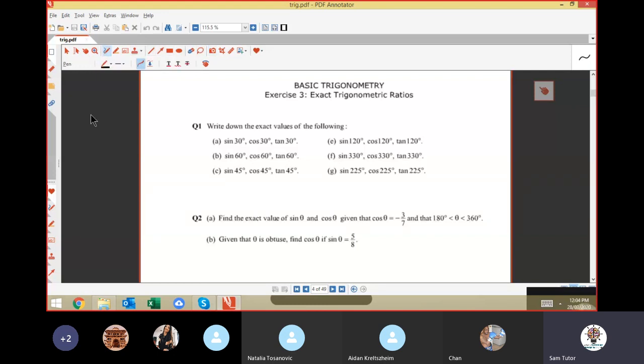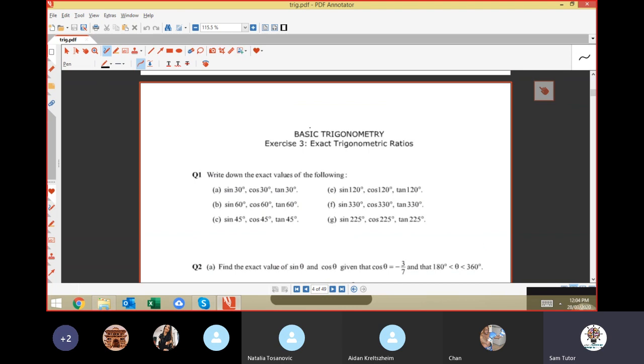Okay, so the first thing we're going to learn are these exact trig ratios. Now you would have learned this last year using a triangle. It's not the way that I would have done it or taught you. So let's just revise how to actually find exact values of some of these following trig identities. So question 1.